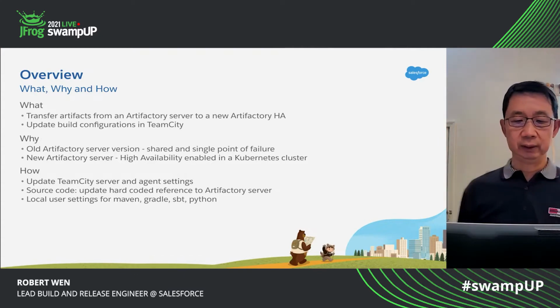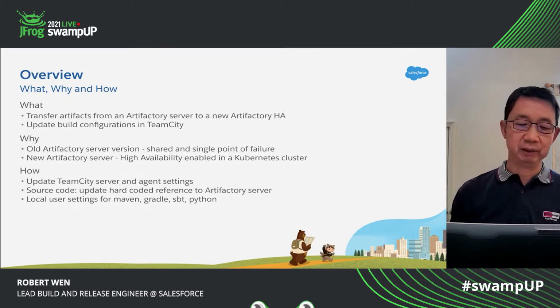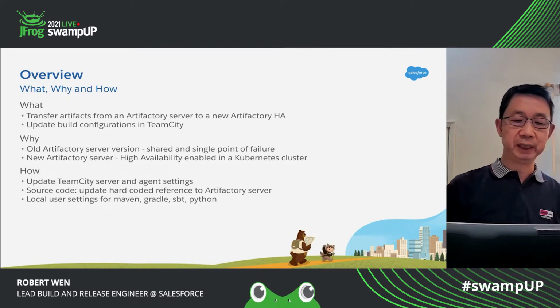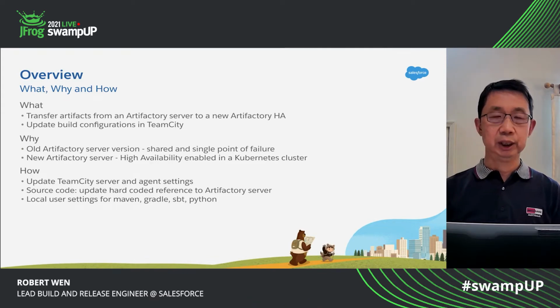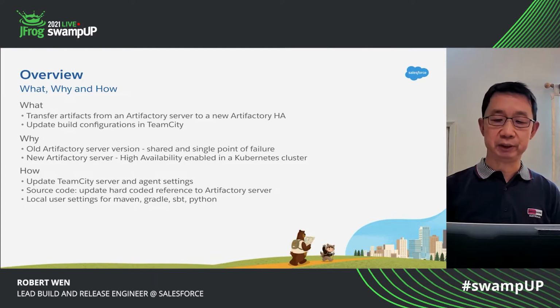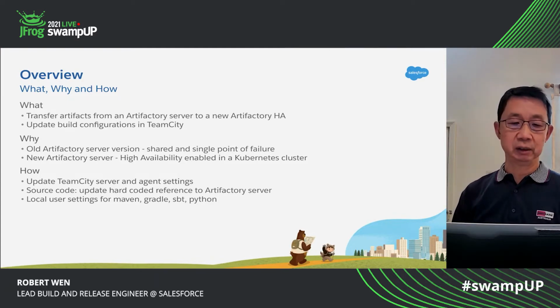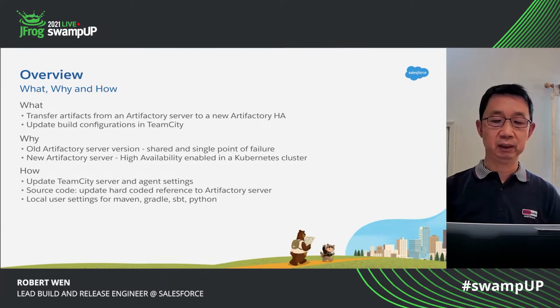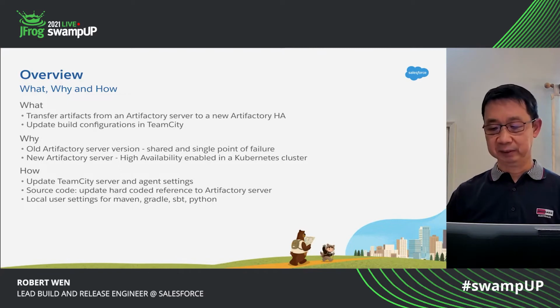So how do we make these changes happen? Well, first, we needed to update TeamCity server and agent settings. In source code, we needed to update hardcoded references to the Artifactory server. On the user side, all the local settings for Maven, Gradle, Scala, and Python all need updates.